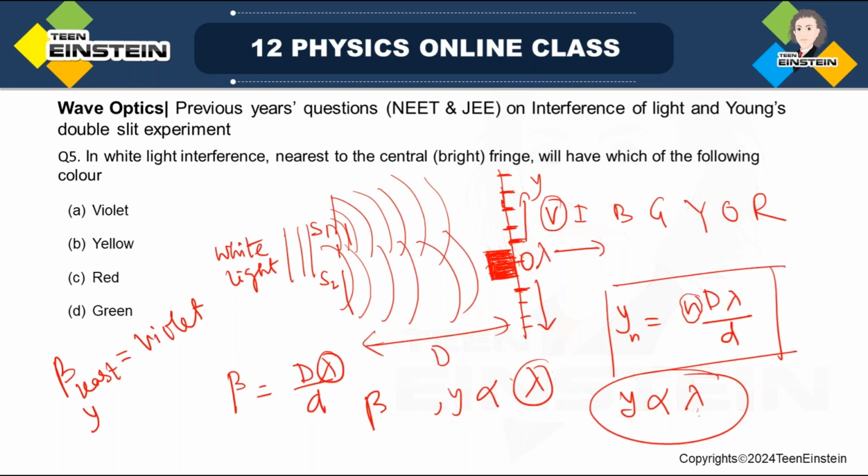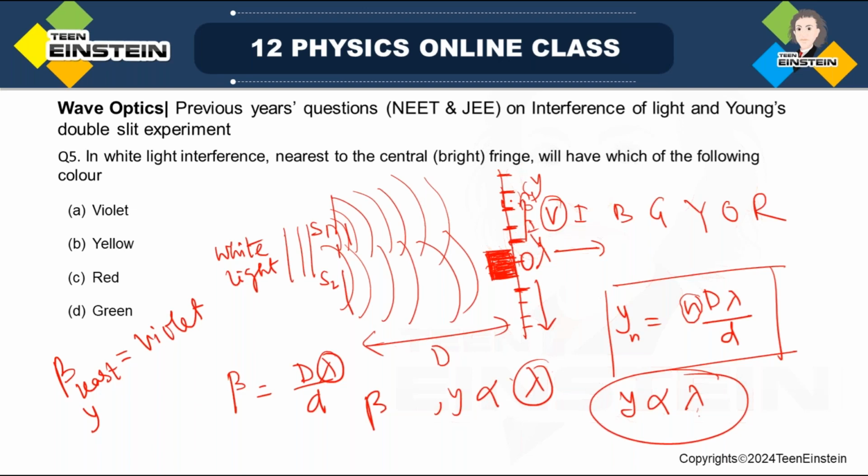Nearest fringe will be, bright fringe will be what? Nearest fringe will be actually violet only. Violet, then it goes like this: indigo, blue, green. But obviously, as you go away from the central fringe, they may not be distinctly viewed, but principally this will happen. Different colors, 7 colors will come here, according to their wavelength.